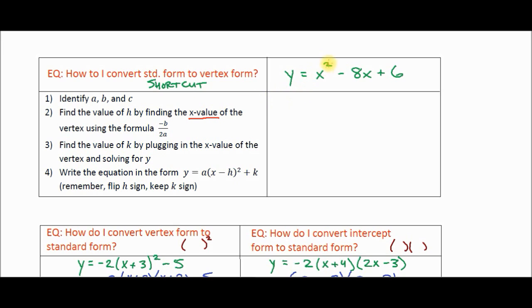So let's go ahead and do this. Step number 1, identify a, b, and c. Let's take a look at our example. In this case, a equals 1, b equals negative 8, and c equals 6.